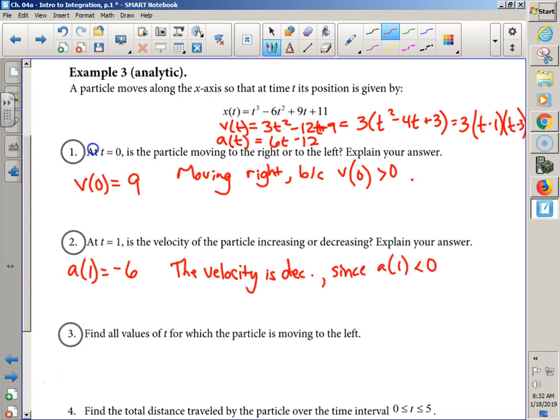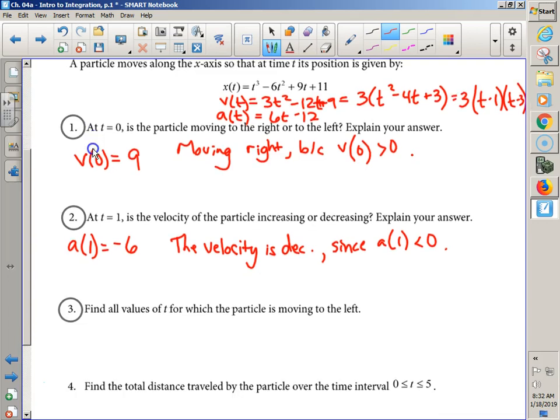Do you guys agree? Perfect. Good? How about number 3? We talked about this in homework yesterday.